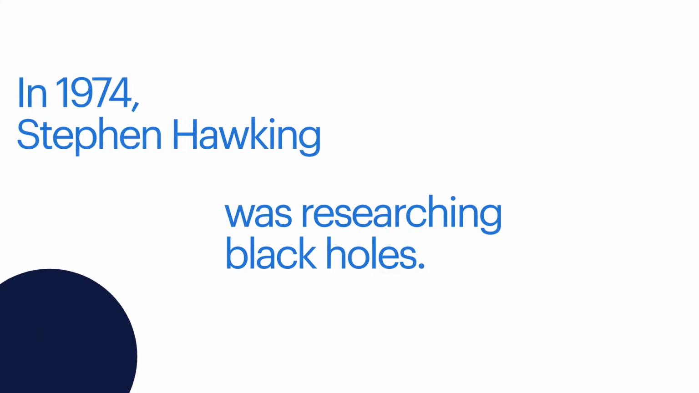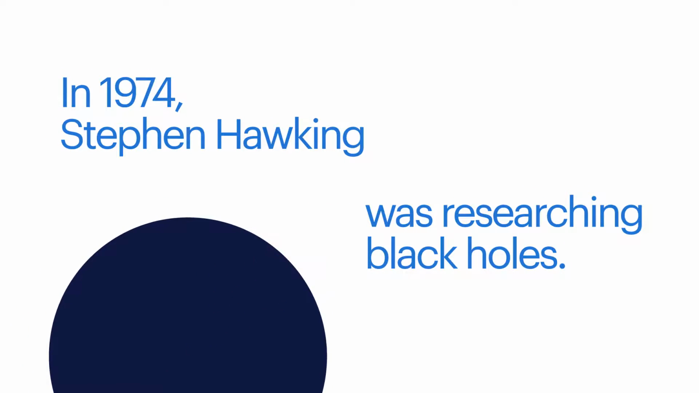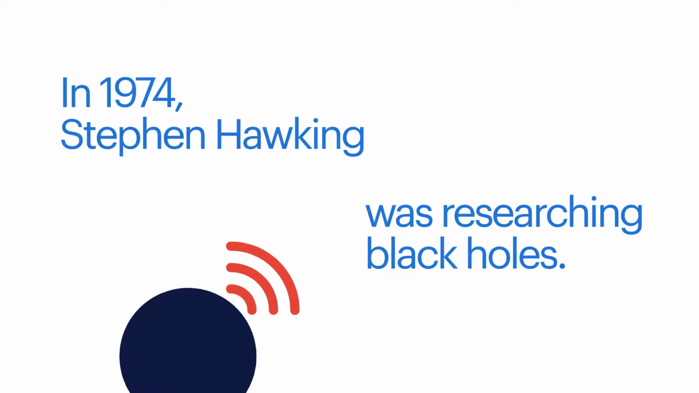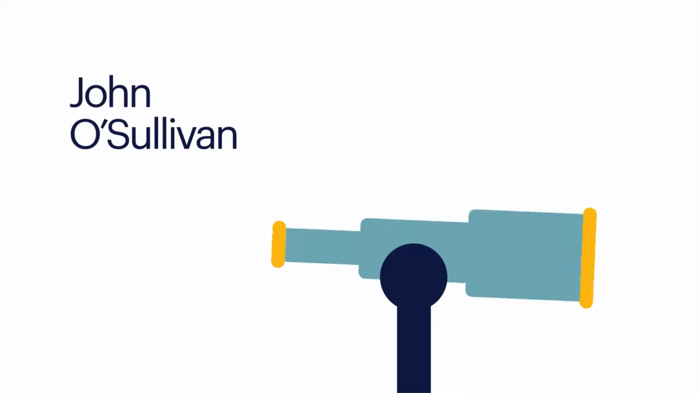In 1974, Stephen Hawking was researching black holes. He theorized that under certain conditions, black holes might evaporate, emitting radio signals. Engineer John O'Sullivan later went in search of proof, but was unsuccessful.